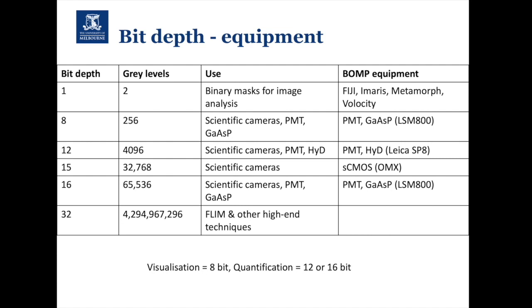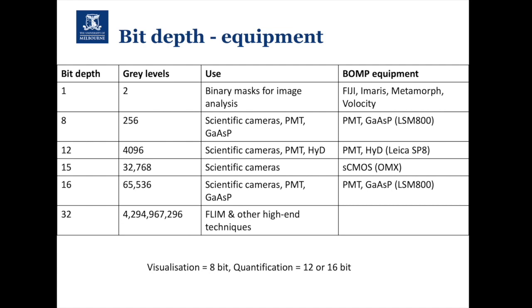A lot of common microscope detectors are 8-bit, which gives us 256 grayscale values. But you can go up, as you see, to 32-bit images, which is giving us well over 4 billion grayscale values, which is probably more information than you really need.